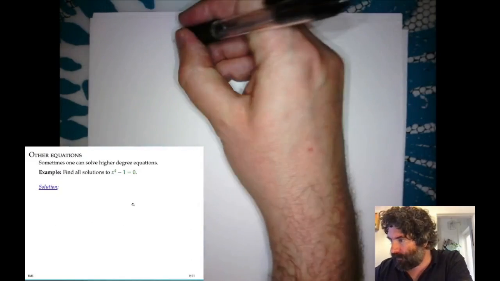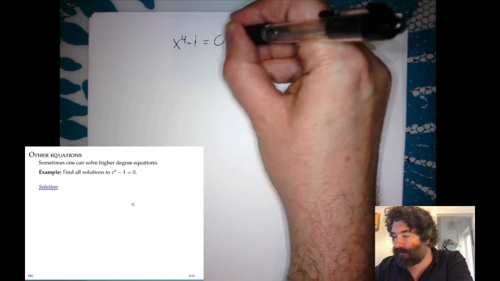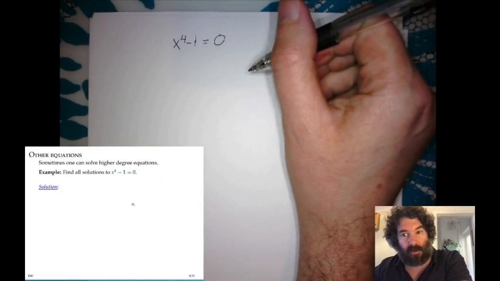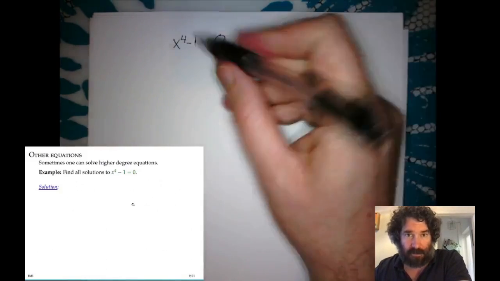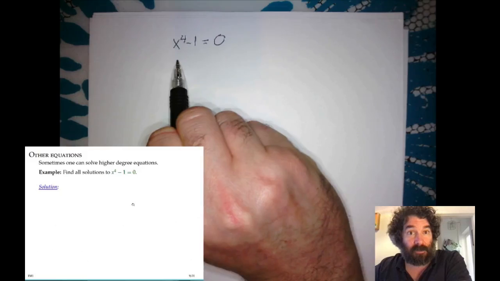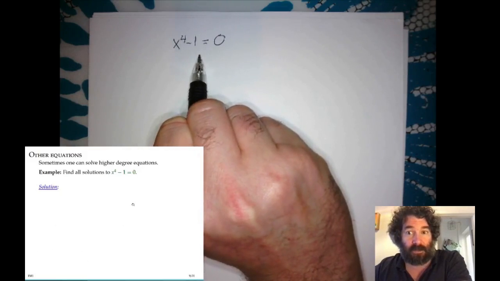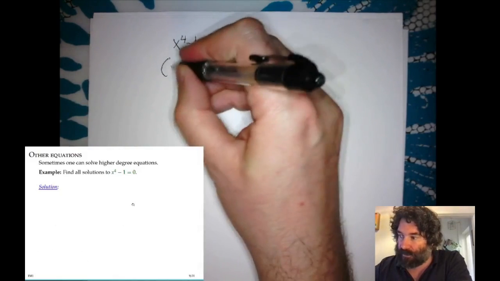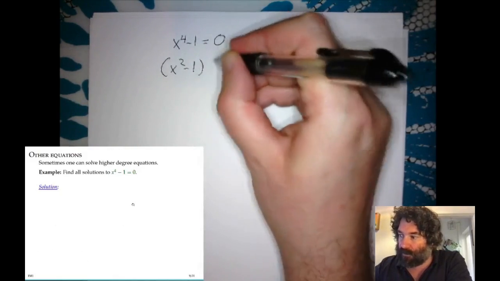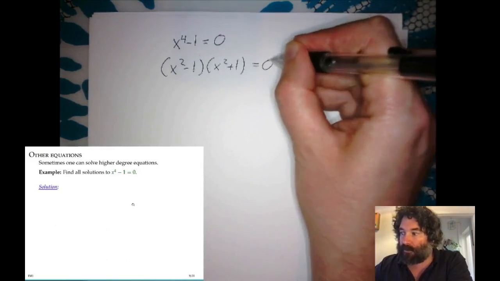All right, so the equation is x to the fourth minus 1 equals 0. And so in order to solve polynomial equations, you want to factor the polynomial. And so this is a difference of squares. x to the fourth is x squared squared, and 1 is 1 squared. So this is x squared minus 1 times x squared plus 1 equals 0.